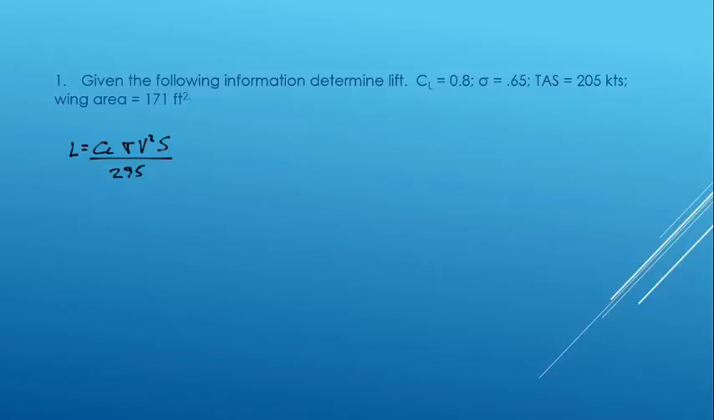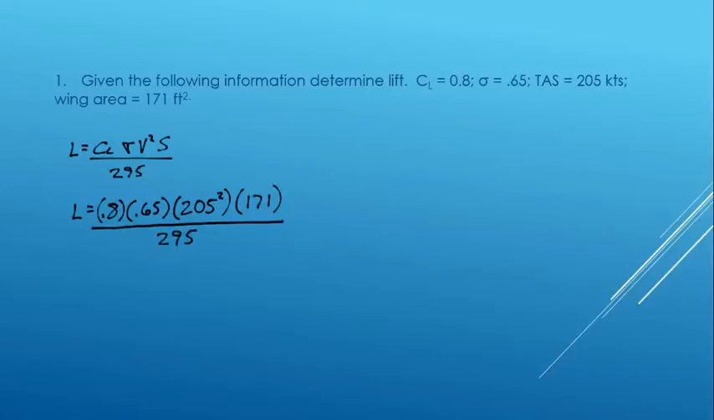The first problem is just the lift formula straight up, where you're given coefficient of lift, density ratio, true airspeed, and wing area. And so it's just a matter really of putting in all the information and solving for lift. In this case, lift is equal to 12,667 pounds, just multiplying all of that out.